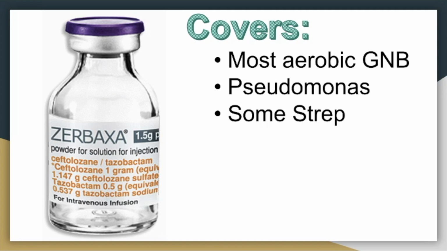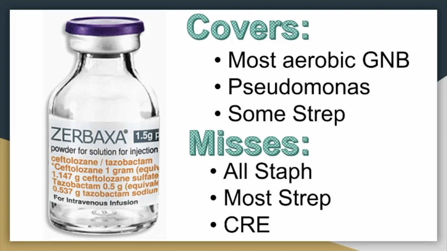So as I stated earlier, Cefepime is our other cephalosporin that covers Pseudomonas. However, what if you're Cefepime resistant? What are you going to do? So one other option is using Zerbaxa. It gives you a little tiny bit of strep coverage. However, look what it misses. It misses all staph. I'm going to say it again because it's important. It misses all staph and most strep and CRE. So that's carbapenem resistant enterobacteriaceae.